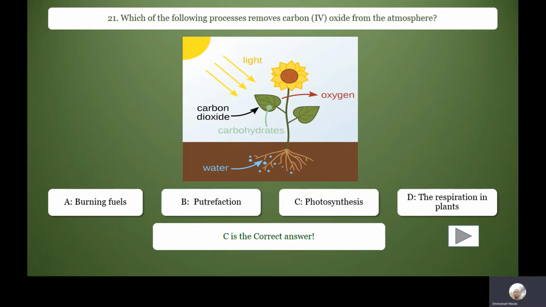Which of the following processes removes carbon dioxide from the atmosphere? The correct answer is C, photosynthesis. Of course, we know photosynthesis is the process by which plants make their food using carbon dioxide and water and the presence of light energy. Carbon dioxide is a raw material for photosynthesis, so they take it from the atmosphere. So plants remove CO2 from the atmosphere in photosynthesis. So the correct answer here is C.